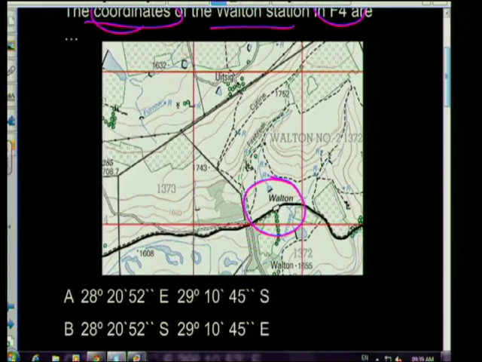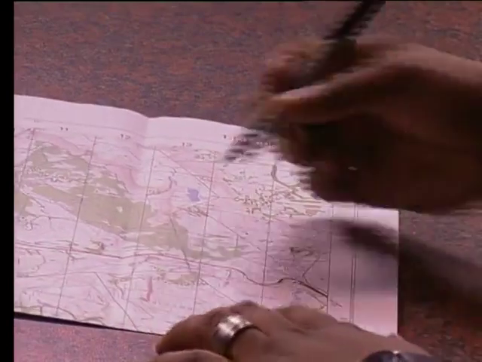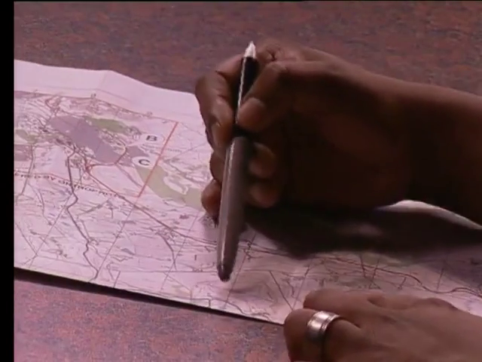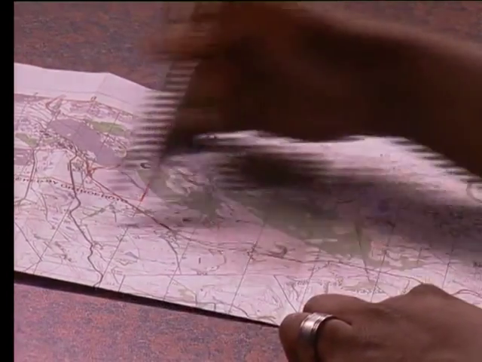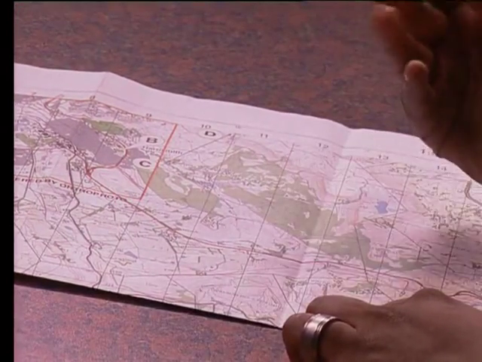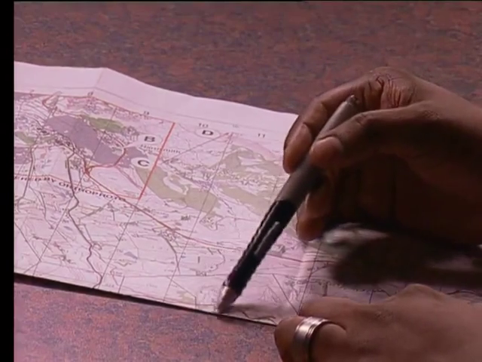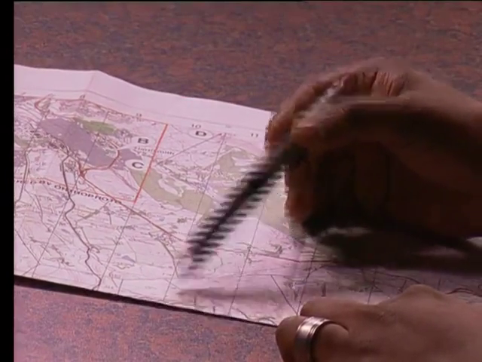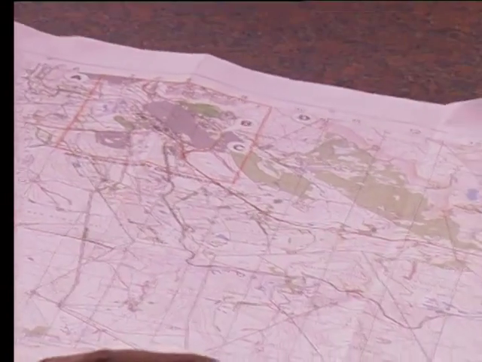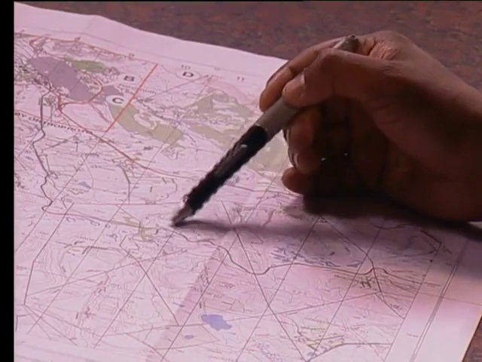Let's get our topographical map ready. And note the following. In this example, Walton Station is given in block F11. Remember, on our screen, we've been working with an extract. Now, in order to determine the exact coordinates of Walton Station, I'm going to show you the entire extract. Here's Walton Station on the map.